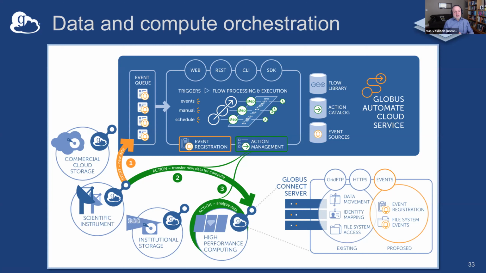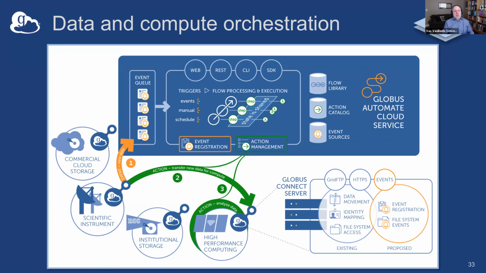The actions can be as simple as firing off a transfer via the Globus service: move this data from here to here, perhaps create a copy of it in an archival system or whatever the case may be. And increasingly, it's actions like run a compute job somewhere. I'll talk about where we're going with that next.